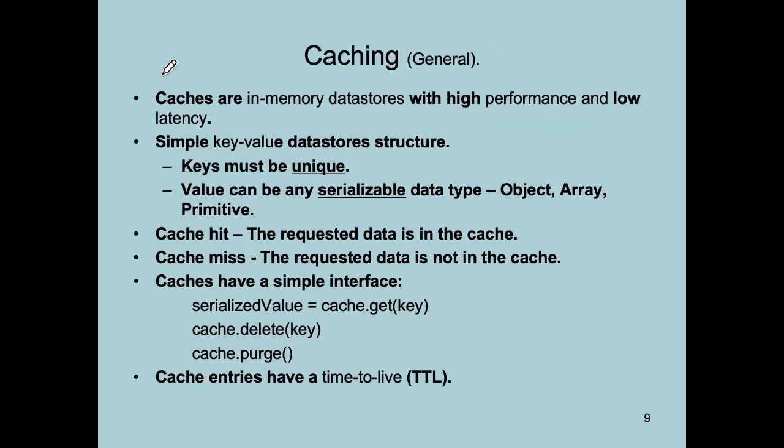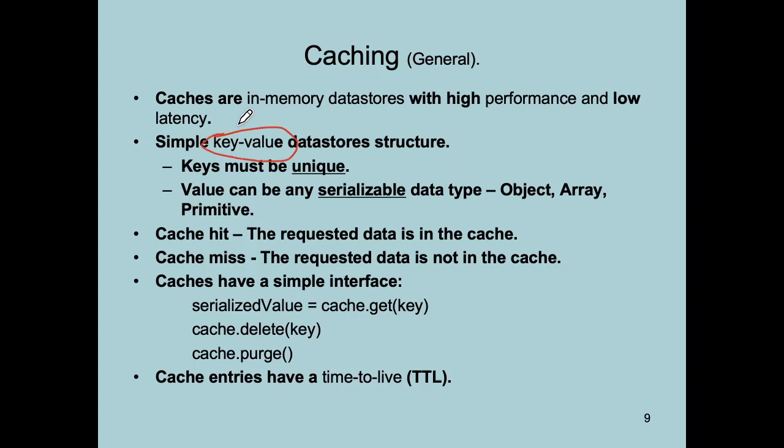So what are caches? I'm saying caches are in-memory data stores. They have high performance because essentially they're local to the client or to whoever is making the request to them. But they are essentially just in-memory data stores. From a structural point of view, they're just key-value stores. So it's a bit like a map structure, if you like, but a little bit more sophisticated than that.